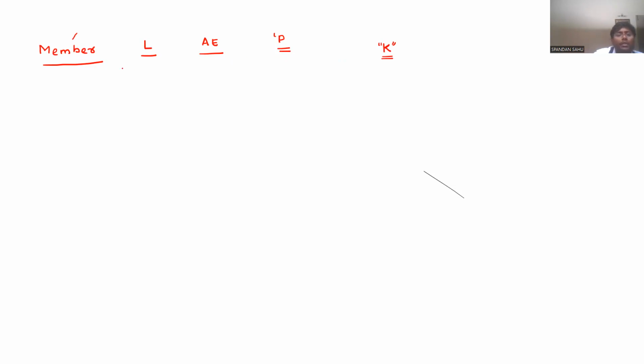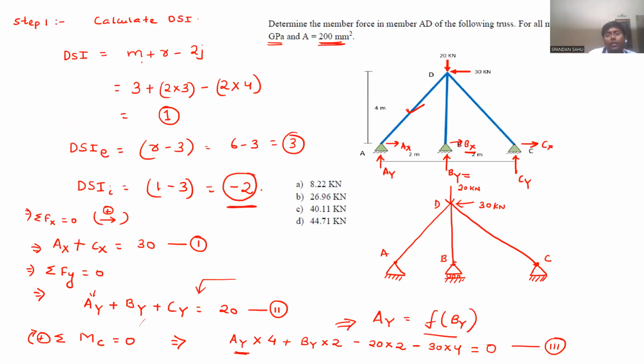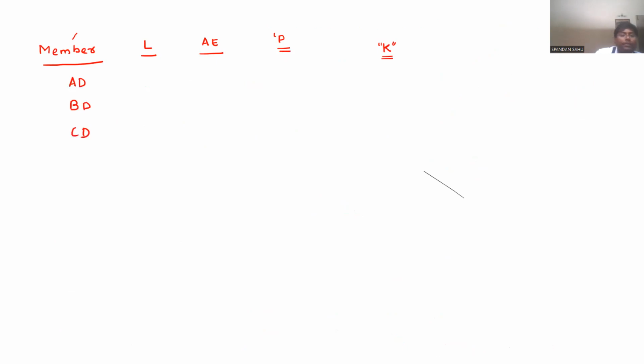Length is done, AE is done, P is done. Let us note down members: AD, BD, CD. Length of AD is root 20 or 2 root 5. So root 20. CD is also root 20. BD is 4 meter. All those lengths are in meter. Area we have 200 mm square. Modulus of elasticity we have 100 GPa. So AE will be 100 into 10 power 9 by 10 power 6 into 10 power -3.